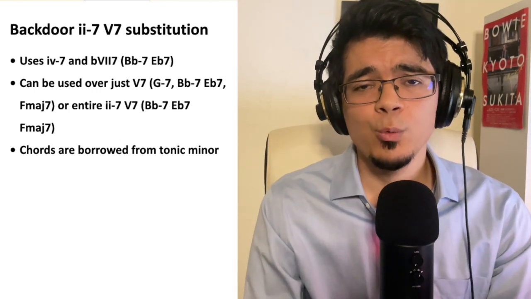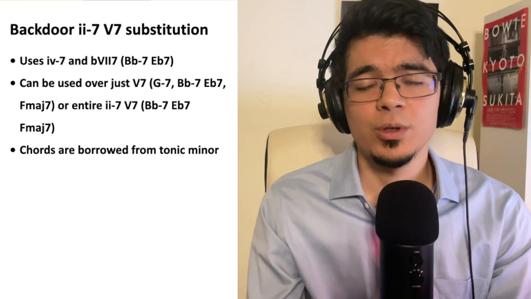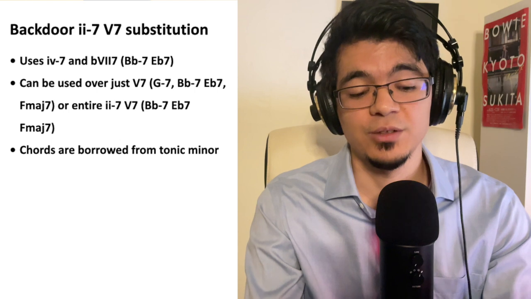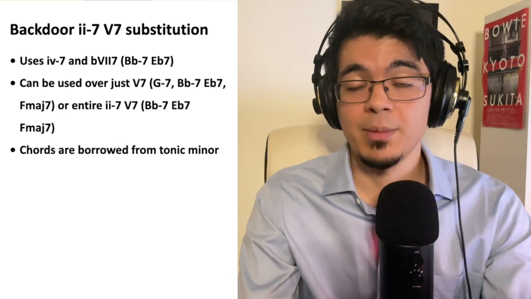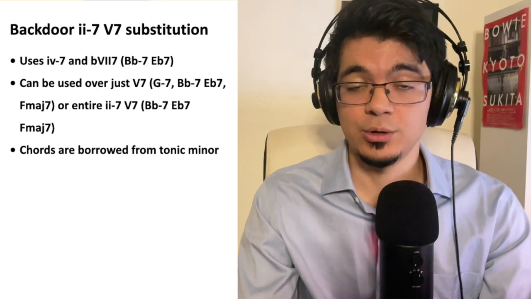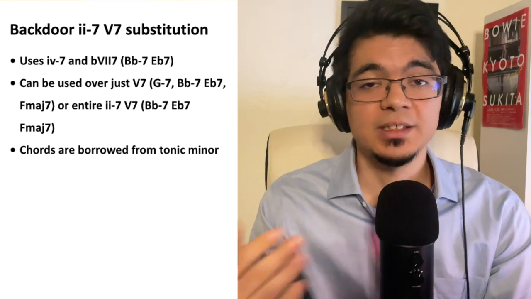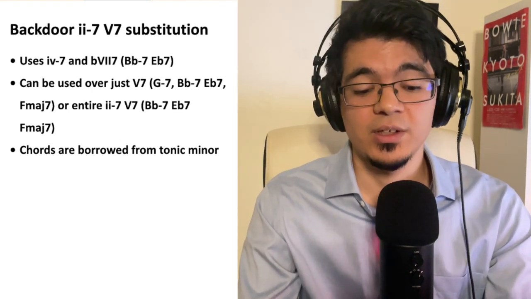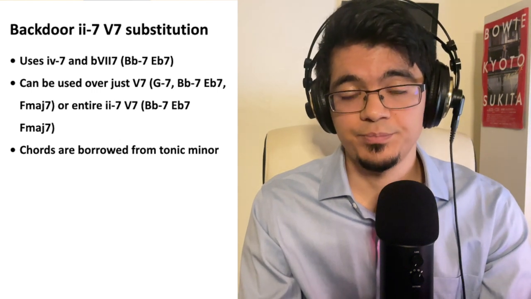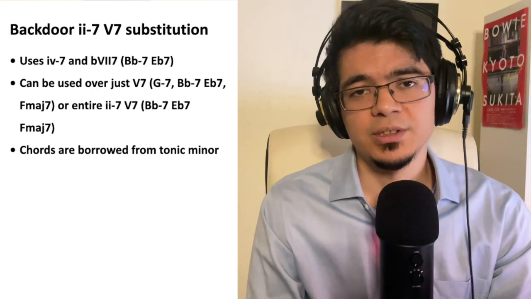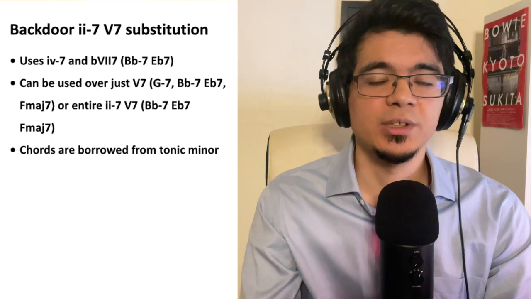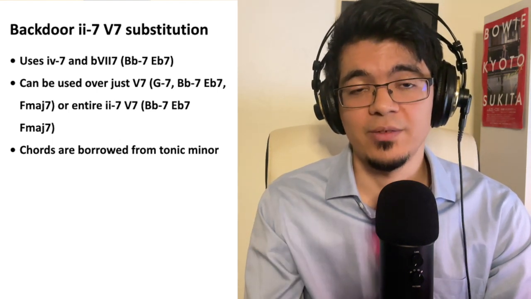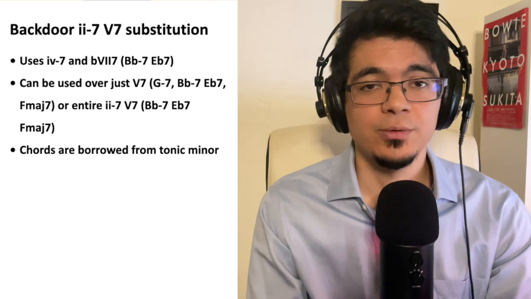Again, we can use these chords either quickly to replace just our 5 chord, giving us a total chord progression of G minor 7, B flat minor 7, E flat 7, F major, or replacing our entire 2-5, giving us B flat minor 7, E flat 7, F major 7. Most of our substitutions in today's video will be able to use in either of these ways, either with a quick 2-5 replacing just our 5 chord, or replacing our entire 2-5.